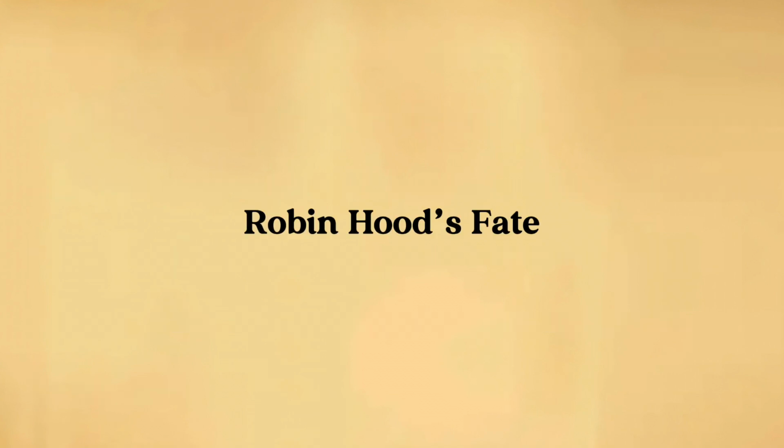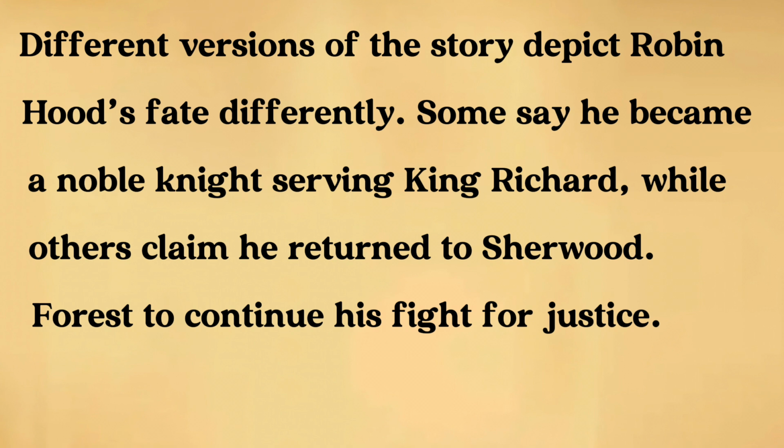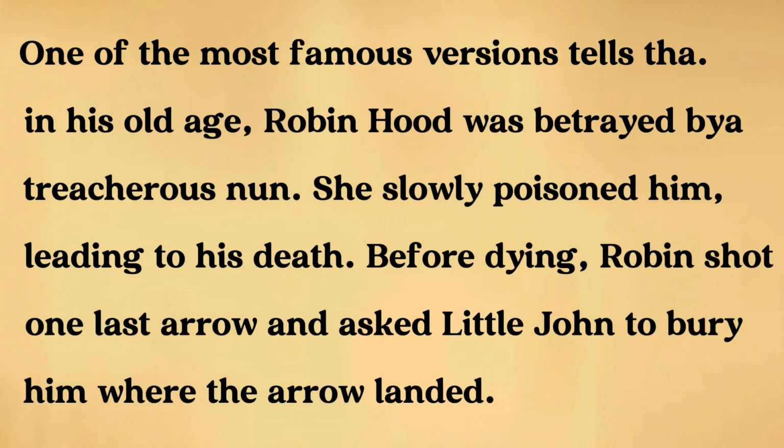Robin Hood's fate. Different versions of the story depict Robin Hood's fate differently. Some say he became a noble knight serving King Richard, while others claim he returned to Sherwood Forest to continue his fight for justice. One of the most famous versions tells that, in his old age, Robin Hood was betrayed by a treacherous nun. She slowly poisoned him, leading to his death. Before dying, Robin shot one last arrow and asked Little John to bury him where the arrow landed.